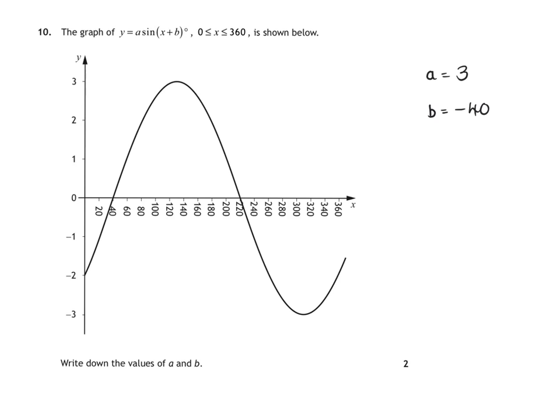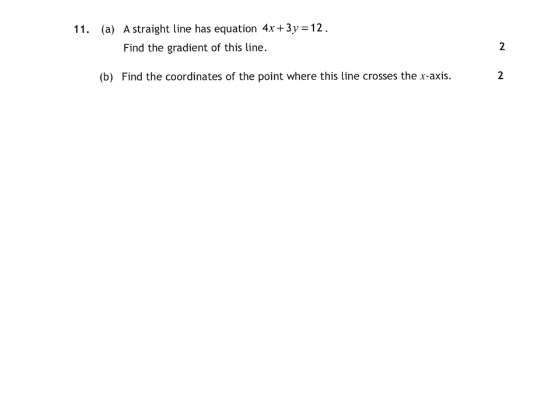Right, on to question 11. Right, so question 11, we've got a straight line, has an equation 4x plus 3y equals 12, and we need to find the gradient of the line. So the only way to read the gradient of an equation is when it's in the form y equals mx plus c. So we need to rearrange this equation that we've got so that it's in that form. So we have 4x plus 3y is equal to 12. And we need y equals mx plus c. So the first thing we need to do is get the y's on their own, okay? So to do that, we're going to have to subtract 4x from both sides.